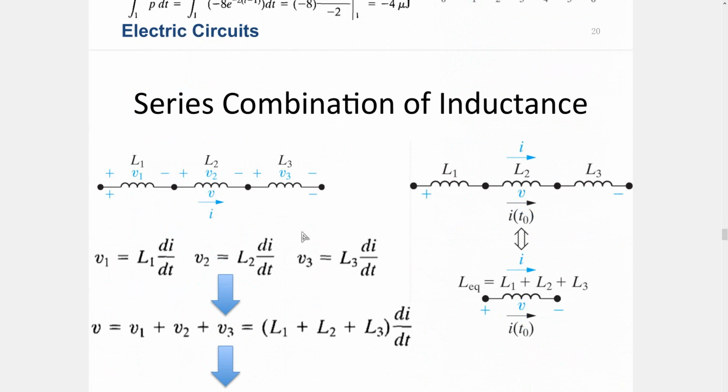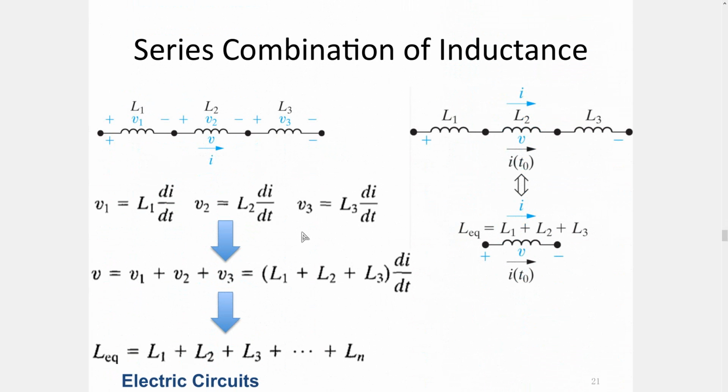So let us continue and learn about the series and parallel combinations of inductances and capacitances. Just like in the case of resistors, we can combine inductors and capacitances and obtain the equivalent formulation. Let us assume that we have 3 inductors, L1, L2, and L3, connected in series. They share the same current, and they will have different voltages, obviously.